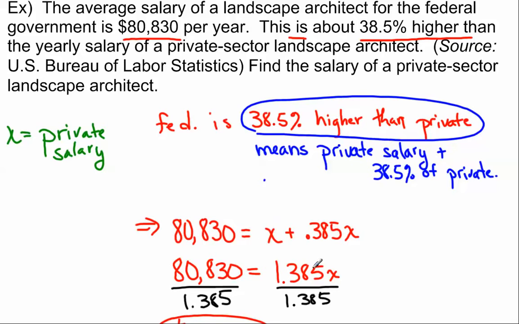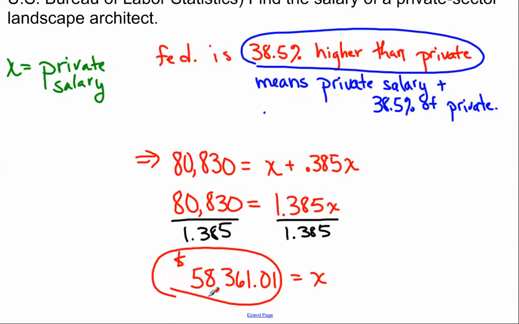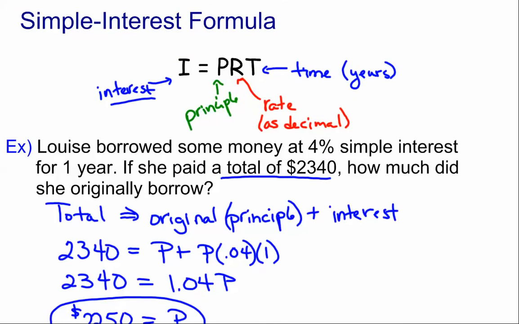When I combine these like terms, there's really a 1 in front of this x. That becomes 1.385x. Divide through, and we find out that our private sector salary would be about $58,361 and a penny.